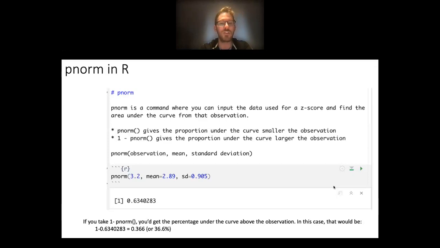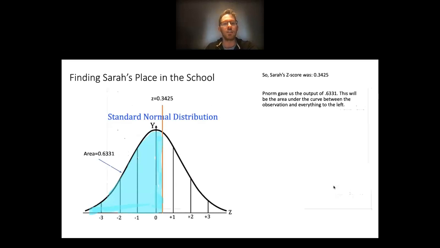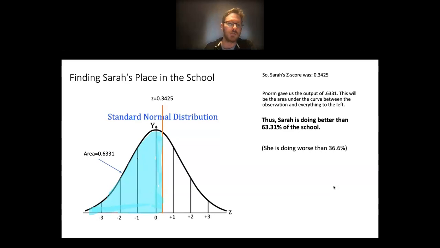Then that gives you the proportion of the area under the curve smaller than that observation. So 0.63 means that Sarah is doing better than 63.31% of the school. So we know where that exact value falls within the distribution and how many are above and below.